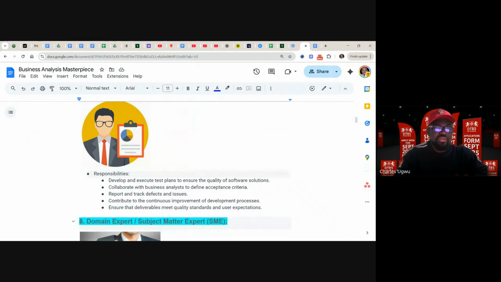They collaborate with business analysts to define acceptance criteria. They report and track defects and issues. What do we mean by defects? When we say defect, we talk about bugs, errors, code errors, technical defects. This is what we call them during testing. If the user story does not meet the acceptance criteria, automatically it becomes a bug or a defect. They contribute to the continuous improvement of the development process and equally ensure that deliverables meet quality standards and user expectations. So this is what they do, carrying out tests.